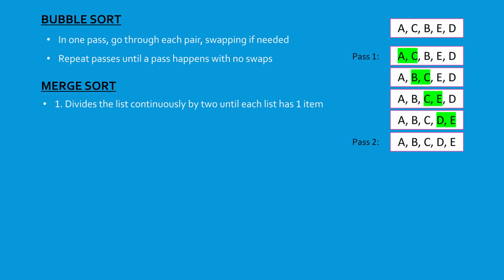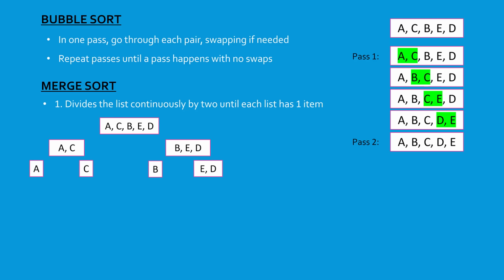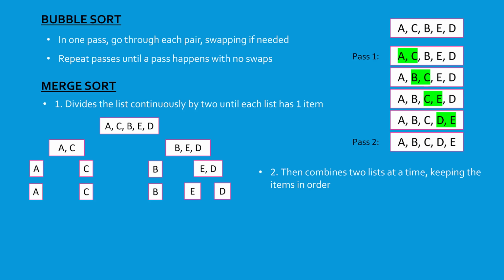Merge sort has a couple of steps. The first step is to divide your list continuously by 2 until each list has one item in it only. So you keep dividing until you've got many individual lists with only one item in. Then you start to merge these lists. So you combine 2 lists at a time, keeping the items in order as you do this.